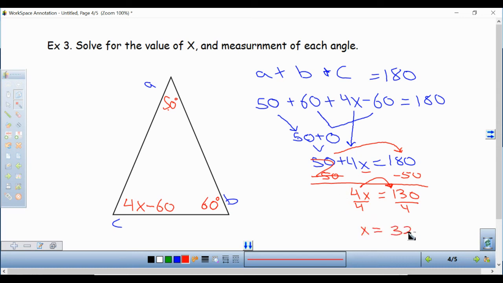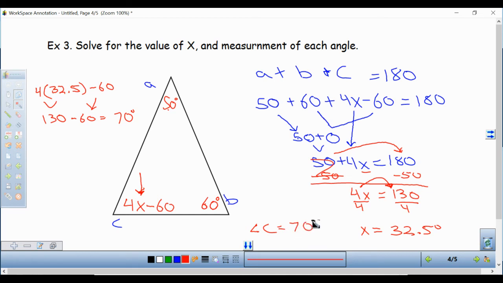So x equals 32.5 degrees. But don't forget, that is what x equals. That is not necessarily the measurement of the angle. To find the measurement of the angle, we have to substitute that 32.5 for this variable x. So I'm going to do the work over to the left-hand side. So 4, and then instead of x, times 32.5, and then subtract 60 to find the measurement of angle C. 4 times 32.5 is 130, minus 60, and 130 minus 60 gives me 70 degrees. So x is 32.5 and angle C is 70 degrees.